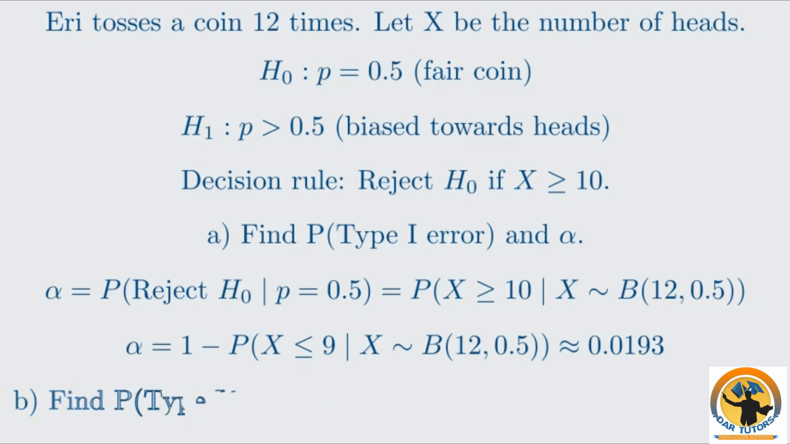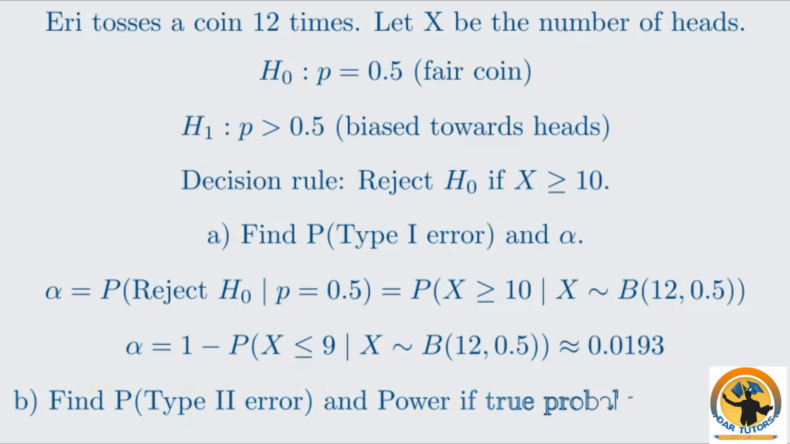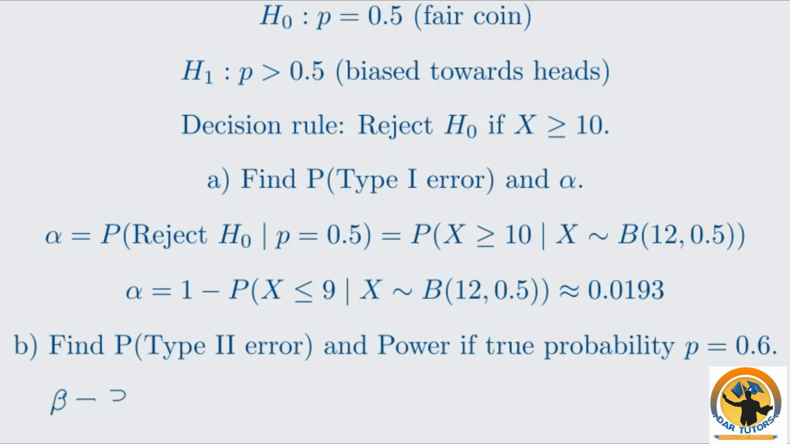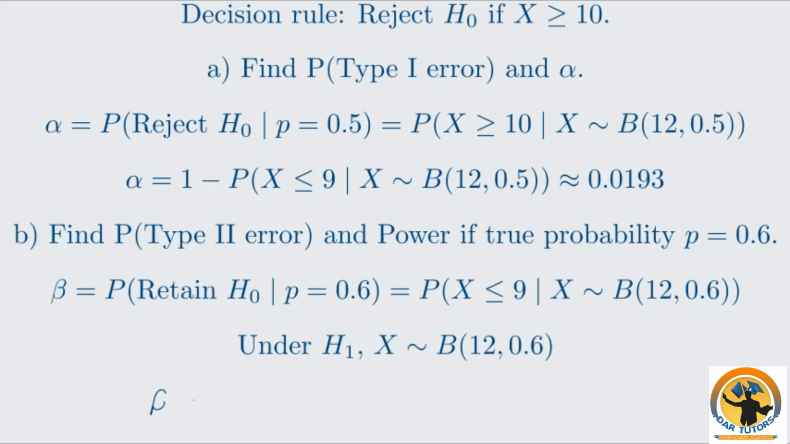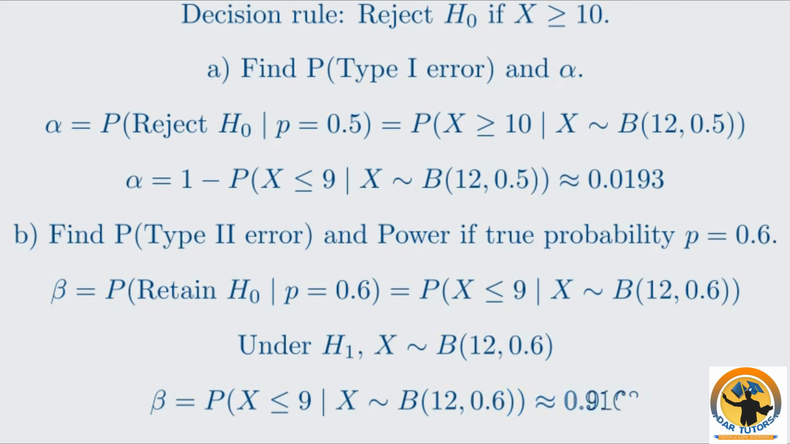Part B asks for the type 2 error probability and power if the true probability of heads is 0.6. A type 2 error is retaining H0 when p is 0.6. The decision rule says to retain H0 if X is less than 10. Now X follows a binomial distribution B(12, 0.6). We need to find the probability of X being less than or equal to 9. Using a calculator, this cumulative probability is approximately 0.9168. So the probability of a type 2 error is about 91.68%.